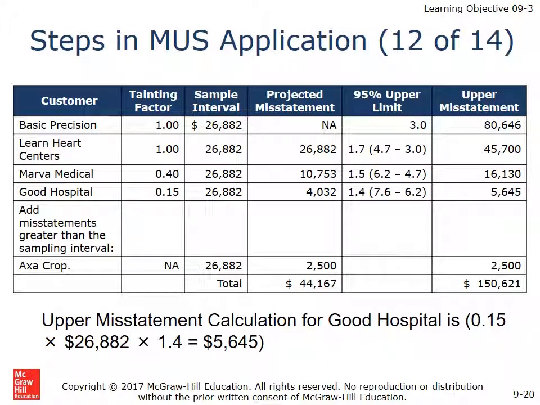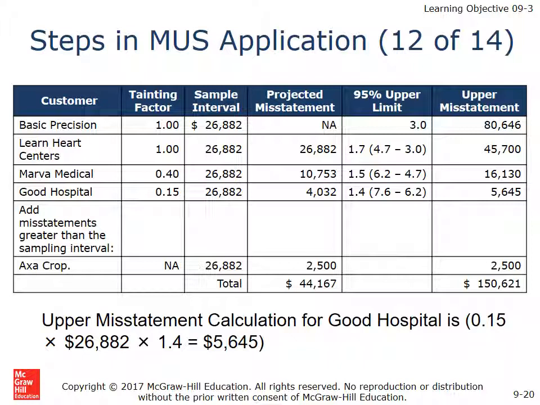1.5%, 16,130. Good Hospital had a 15% tainting factor. Multiply that by the sampling interval and then multiply it by the incremental increase on page 311 for the third error, which would go up to 1.4 with a 95% desired confidence level.